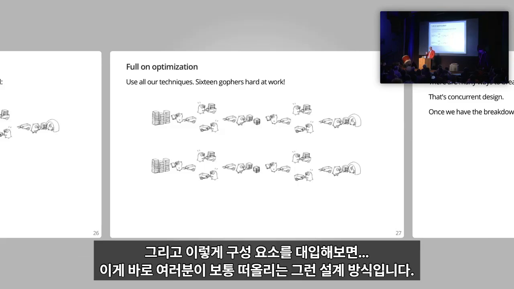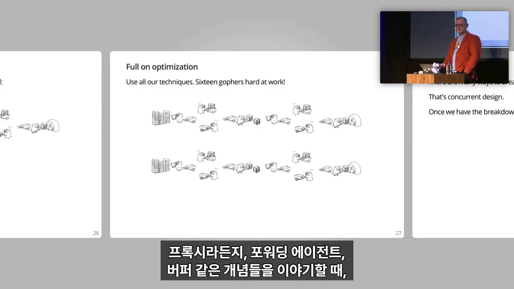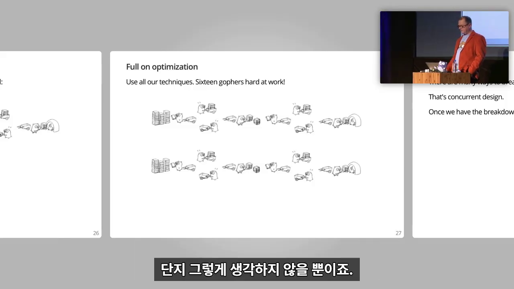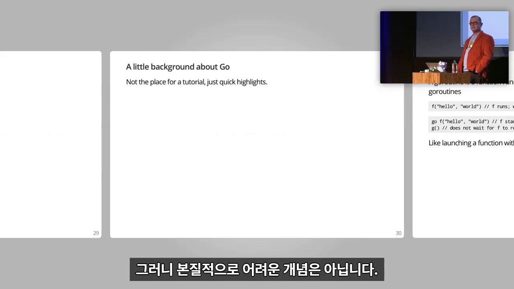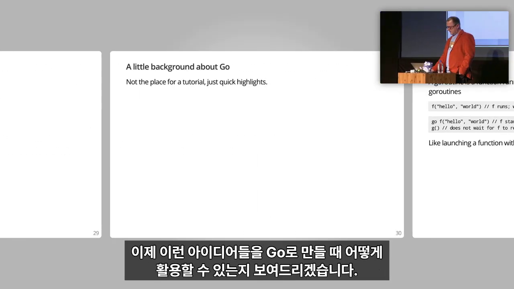And you can see by substituting the pieces, this is exactly the kind of design that you think about. And when you talk about things like proxies and forwarding agents and buffers and all that kind of stuff, scaling up, more instances, they're on this drawing. You just don't think of them that way. So they're not intrinsically hard things to understand. If gophers can do it, so can we, right? So let me now show you how to use these ideas a little bit in building things with Go.